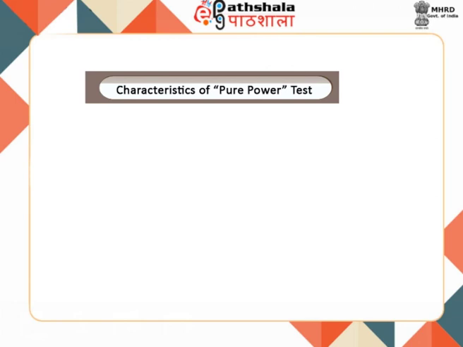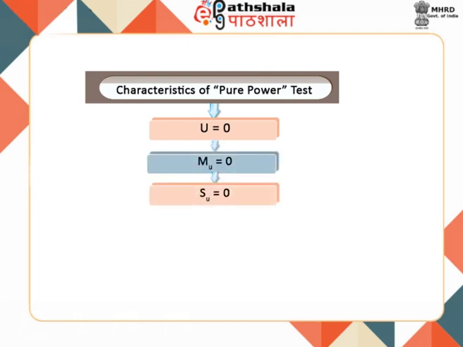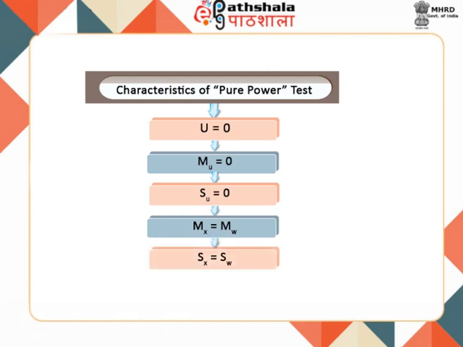In a pure par test, the score on the test depends only on the items that are answered correctly and incorrectly, as the time permits the test taker to attempt all the items. Hence, U will be 0, and therefore the mean and standard deviation of U will also be 0. U will be equal to 0, MU will be equal to 0, and SU will also be 0. Also, in a pure par test, the number of items incorrectly answered defines the total error on the score. Therefore, X will be equal to W. Hence, the mean and standard deviation of X equal the mean and standard deviation of W. Mathematically, MX will be equal to MW and SX will be equal to SW.